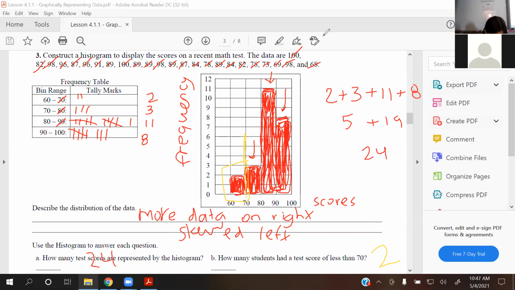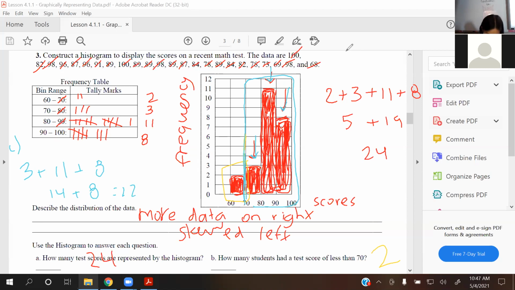Then for part C, how many students have a test score of at least 70? So at least 70 means you're going to go from here. This is the 70 mark. You're going to add up the frequencies of these. So that would be, I'll write it over here, 3 for this one, plus 11 for this one, plus 8 for this one. So that would be 14 plus 8, which would be 22. So for part C, your answer is 22. I know you can't see the question here on my screen because I couldn't scroll low enough. It doesn't fit, but part C, 22 scores of at least 70.